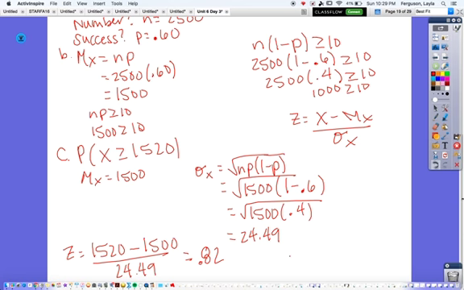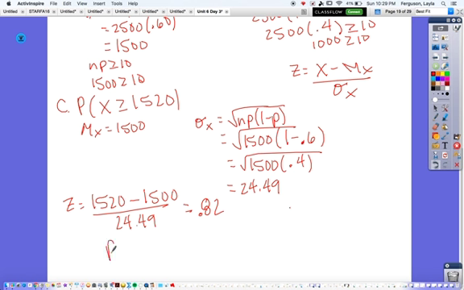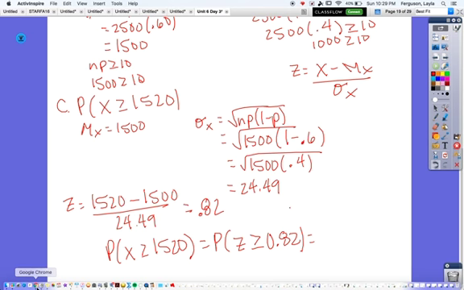So if we're finding the probability that x is greater than or equal to 1520, that means that we're really finding the probability that z is greater than or equal to 0.82. And so we could look on our standard normal table, and let me see if I can find one real fast.